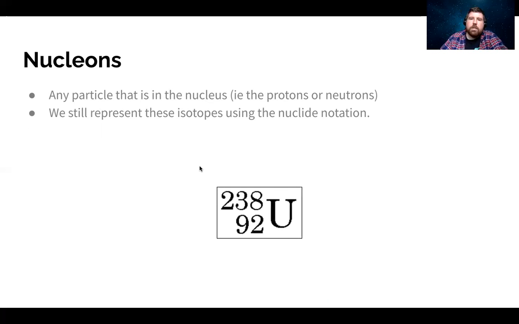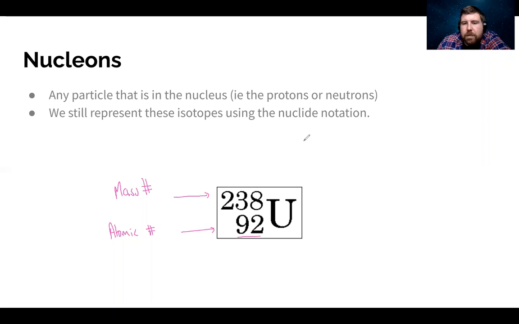Remember, we still use the nuclide notation when we're identifying the isotope, and that's represented with the mass number above and the atomic number down below. Don't forget that the atomic number is the same as the element's number on the periodic table. So this is uranium. Uranium is element number 92. And the mass number is the number of protons and neutrons.